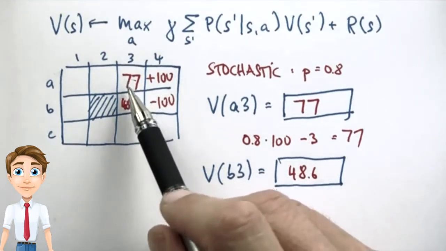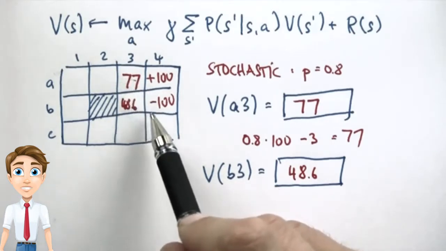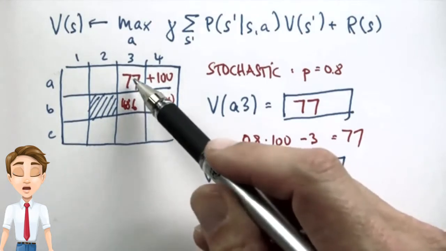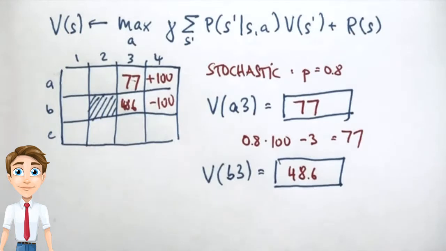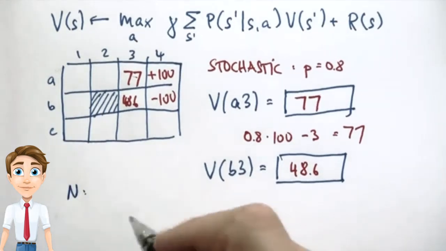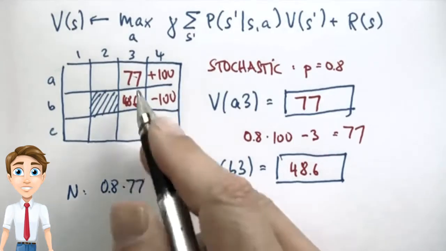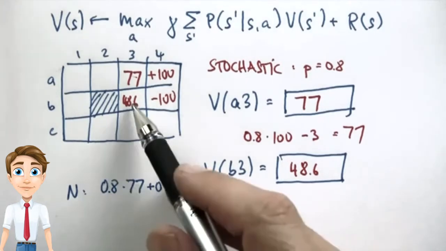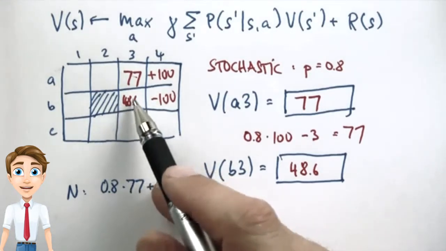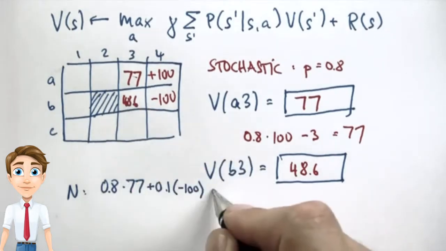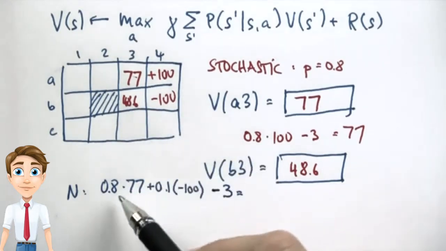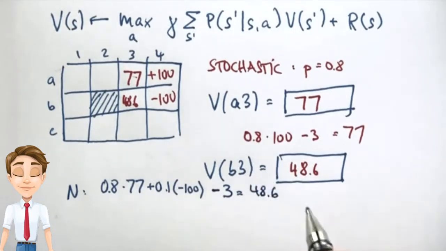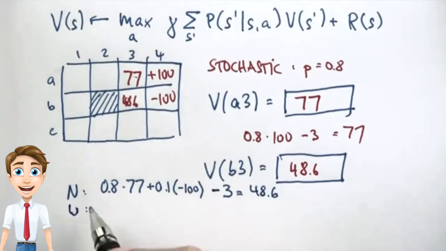We can try to go north, which gives the 77, but risks the chance of falling into the minus 100. Or we can go west as before, which gives us a much smaller chance to reach 77, but avoids the minus 100. So let's do both and see which one is better. If we go north, we have a 0.8 chance of reaching 77. There's now a 10% chance of paying minus 100, and a 10% chance of staying in the same location, which at this point has still value 0. We subtract our cost of 3, and we get 61.6 minus 10 minus 3 equals 48.6.